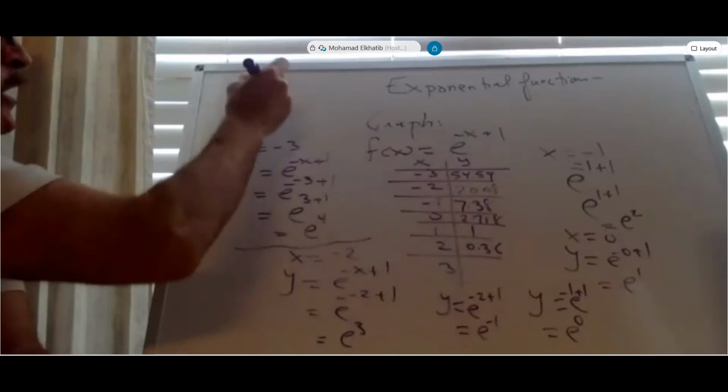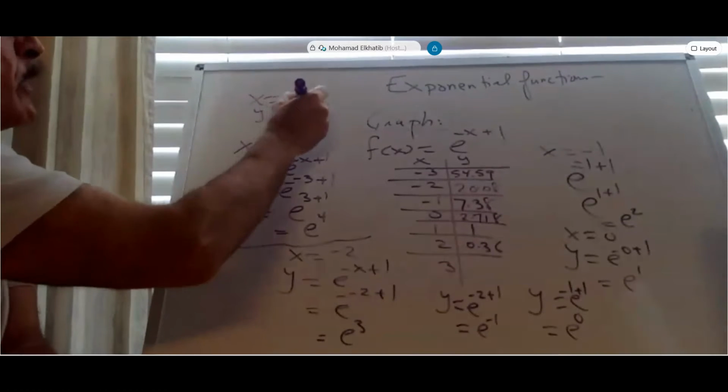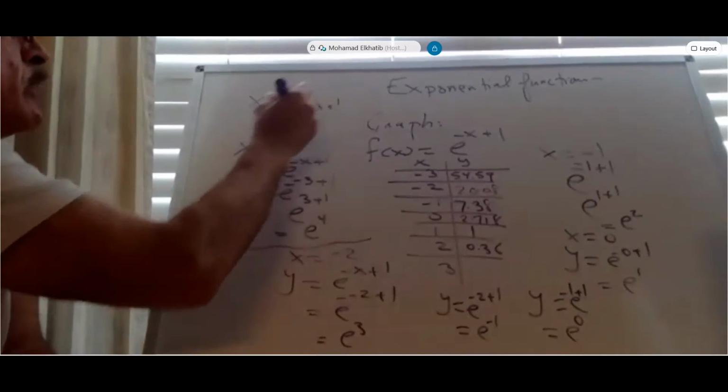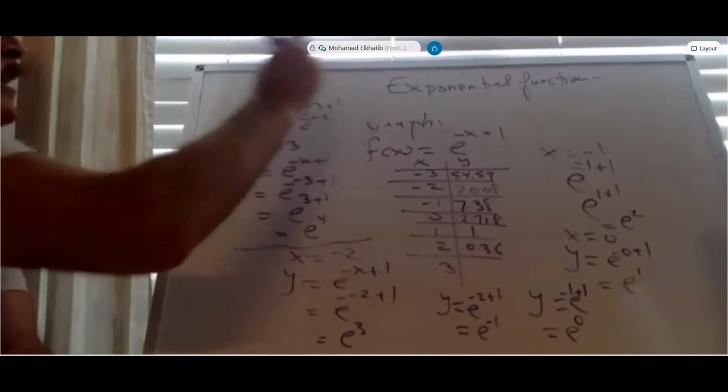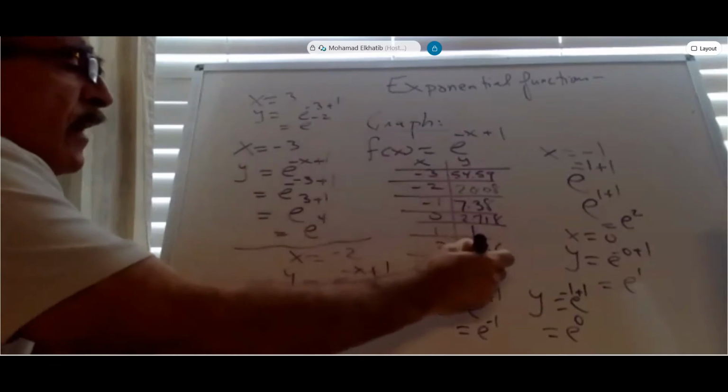Now, the last one is x is 3. Y will be what? e to the negative 3 plus 1. Negative 3 plus 1 is negative 2. So how much is e to the negative 2? 0.135.